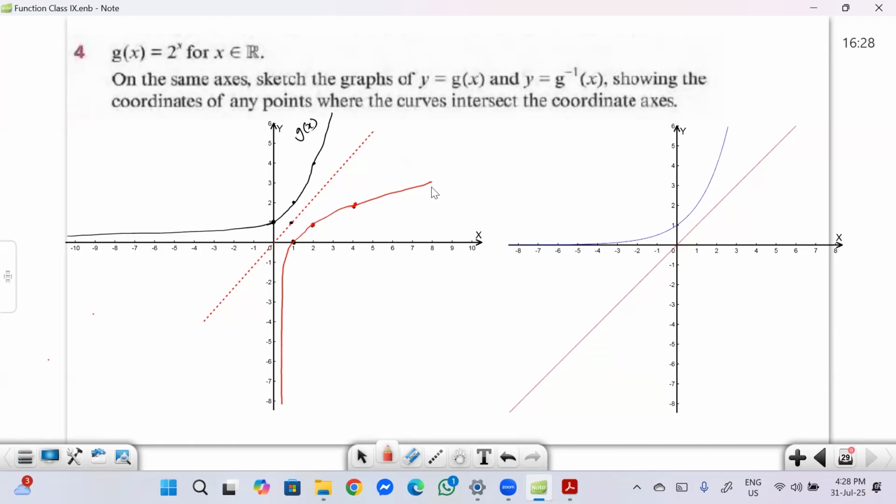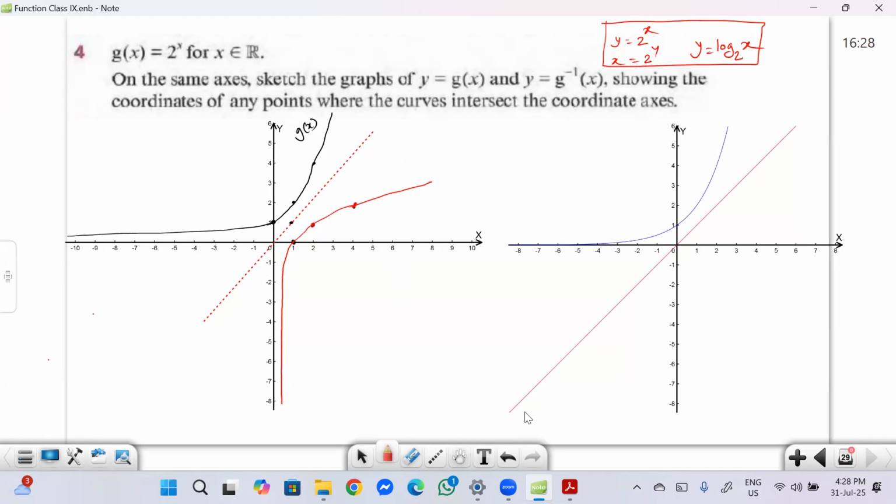But I will prefer, say, inverse. 2 to the power x, এটার ইনভার্স হচ্ছে y equal to 2 to the power x, then x equal to 2 to the power y. So if you make y the subject, তাহলে এটা হবে log 2 based x. You see? তাই না? Log 2 based x. Have we done some logarithm? We have done some logarithm.